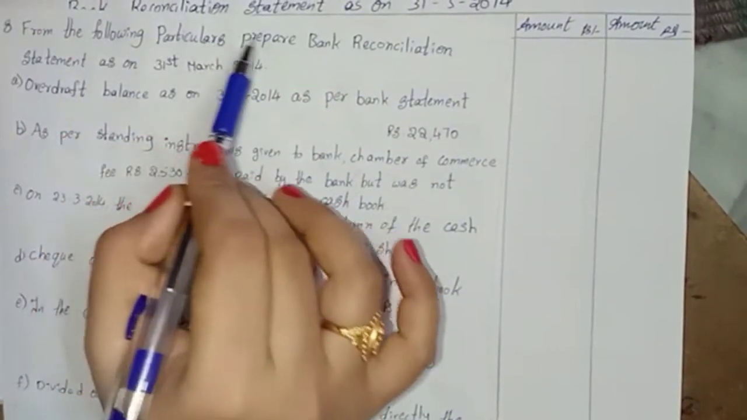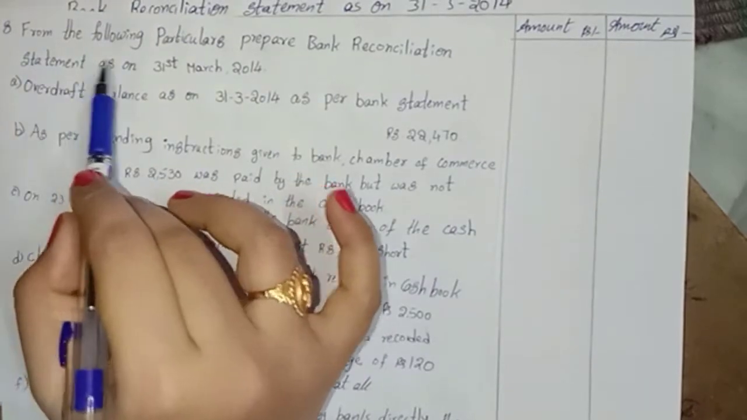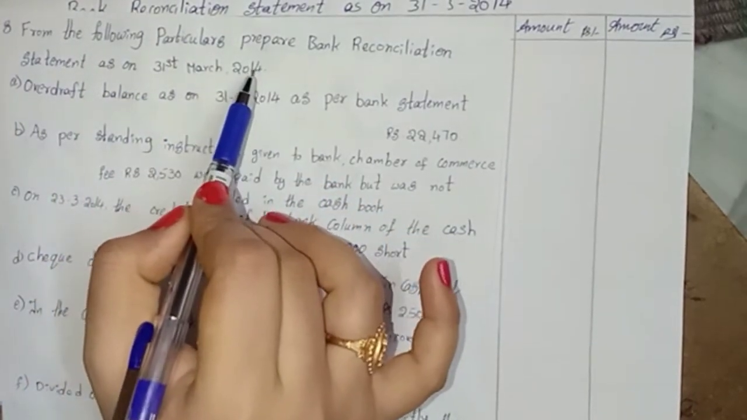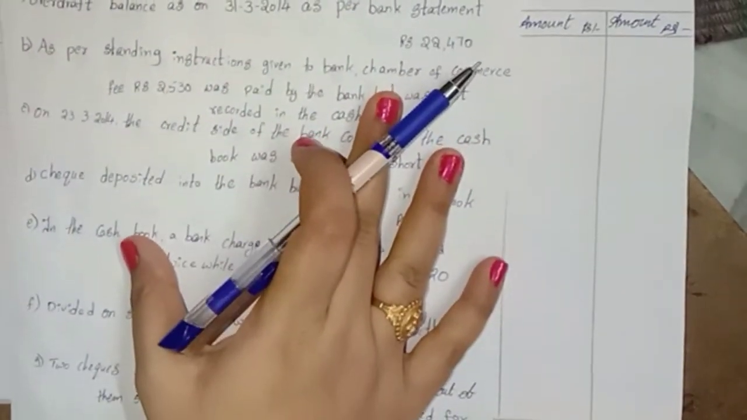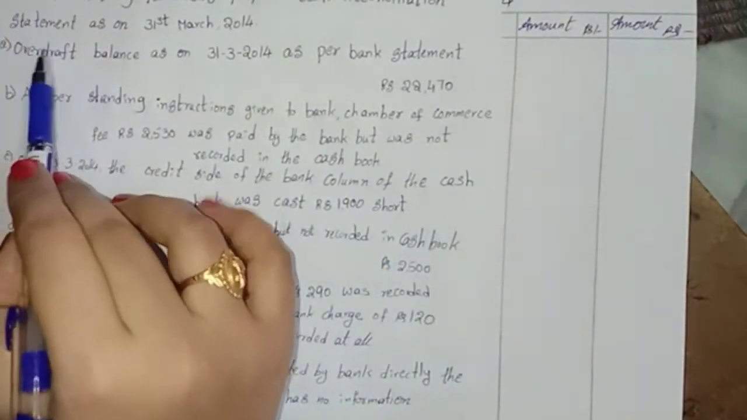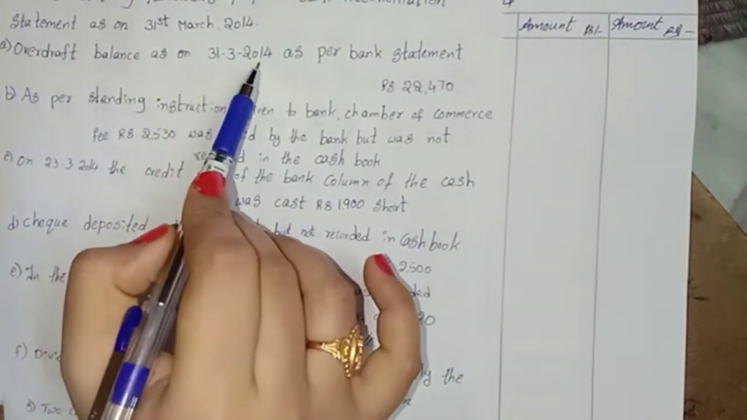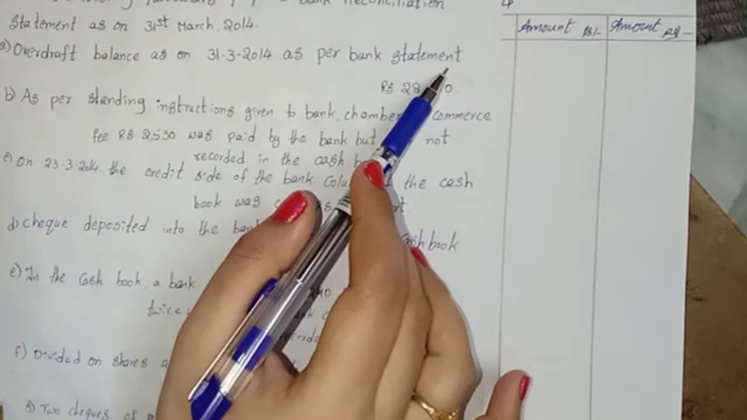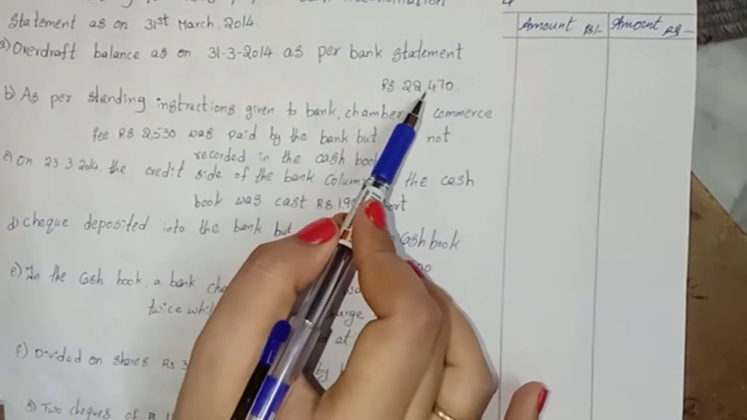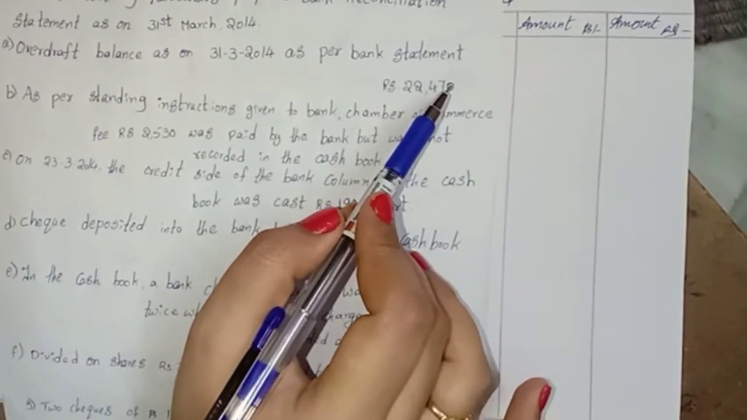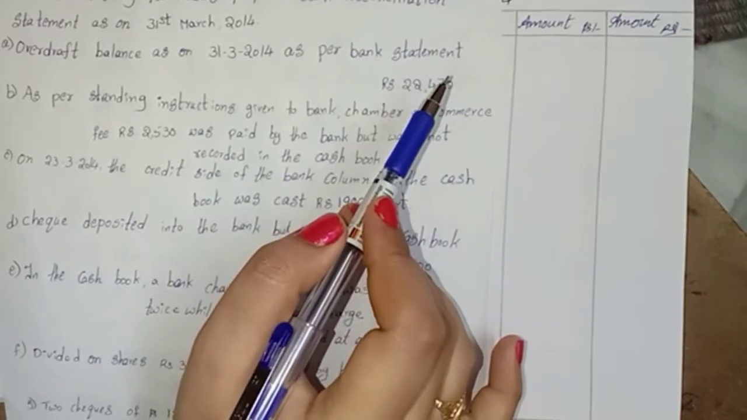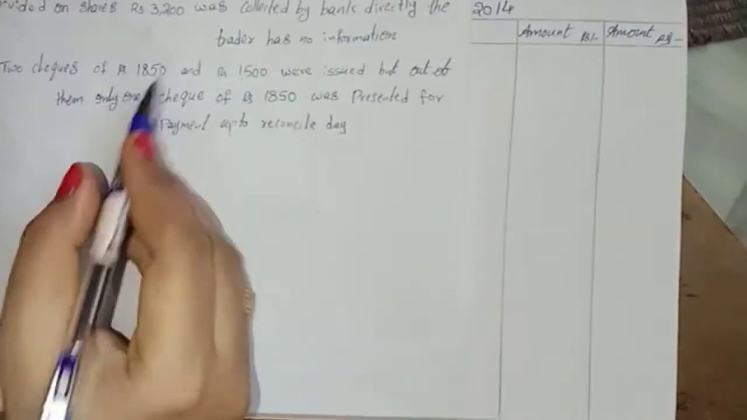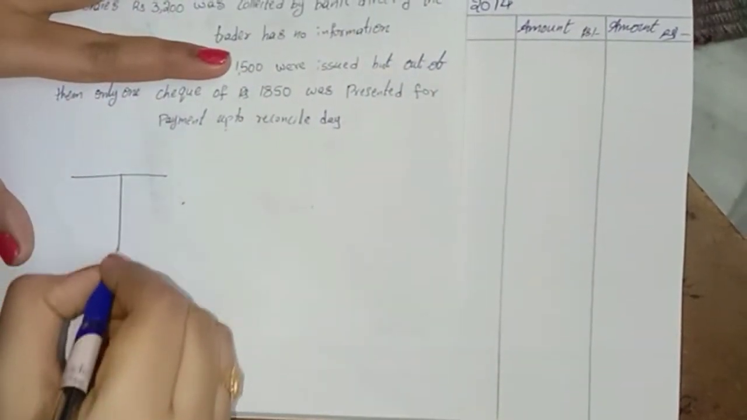From the following particulars, prepare a bank reconciliation statement on 31st March 2014. So we have to prepare the BRS. Overdraft balance as on 31/3/2014 as per bank statement is 22,470. This is the passbook overdraft balance. Let us write our rough work.